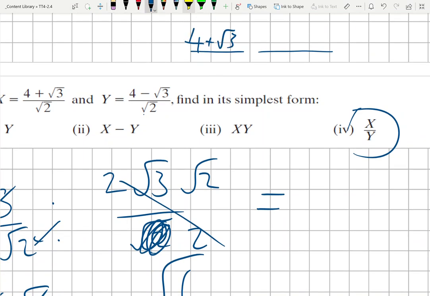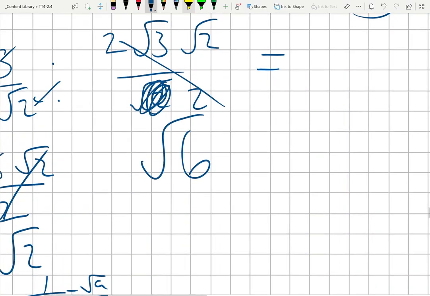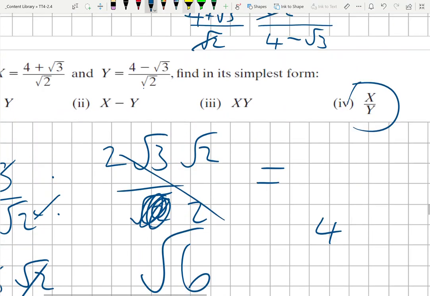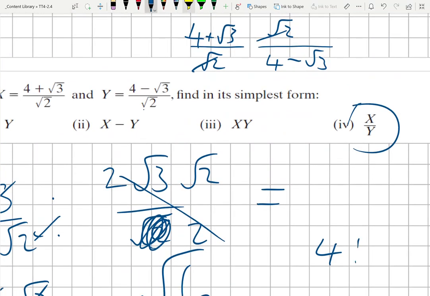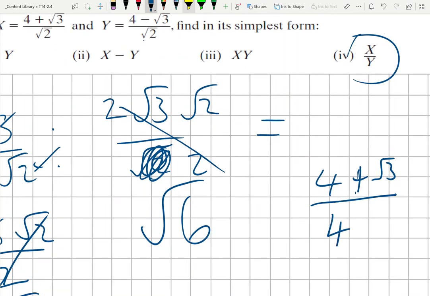16 take 3 is 13 at the bottom. You definitely get 16 here. You get 3, and then you get 8 root 3. So 19 plus 8 root 3 over 13.